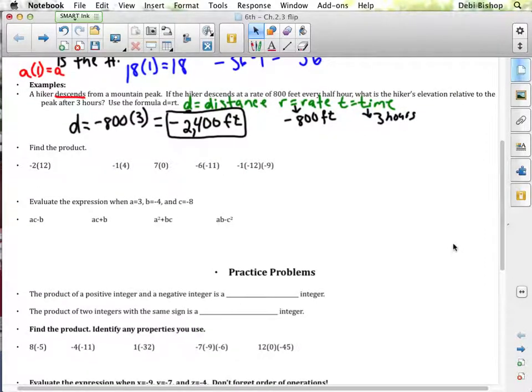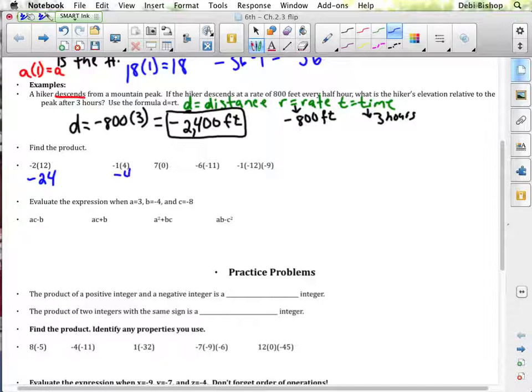And then let's just review some of these real quick. So we have a negative 2 times 12. Well, your signs are different, so you have a negative 24. Here, negative 1 times 4. Again, signs are different. Negative 4, but this is also a property. And this is your multiplicative property of identity. So I'm just going to put identity property of multiplication. Okay? Identity property of multiplication. 7 times 0. Well, anything times 0 is 0, right?